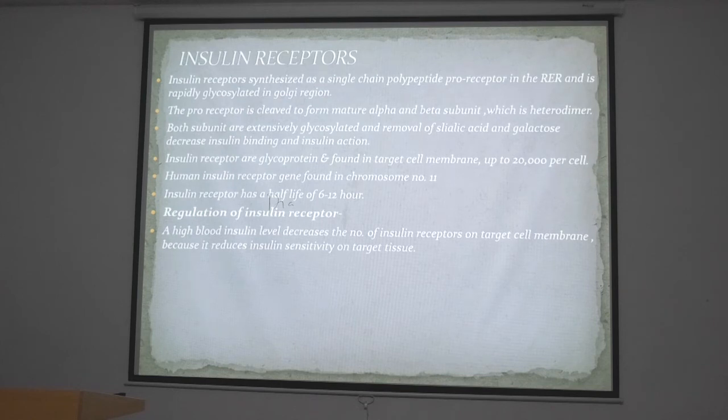High glucose levels decrease the number of insulin receptors on the targeted cell membrane, because it reduces insulin sensitivity on target tissue. That is an important point. It means that if there is hyperglycemia, the blood glucose level increases, and this ultimately reduces the number of insulin receptors. These are generally attached to the cell membrane, and if they are fewer, the sensitivity of target tissues is affected. Ultimately, insulin does not enter the cell.